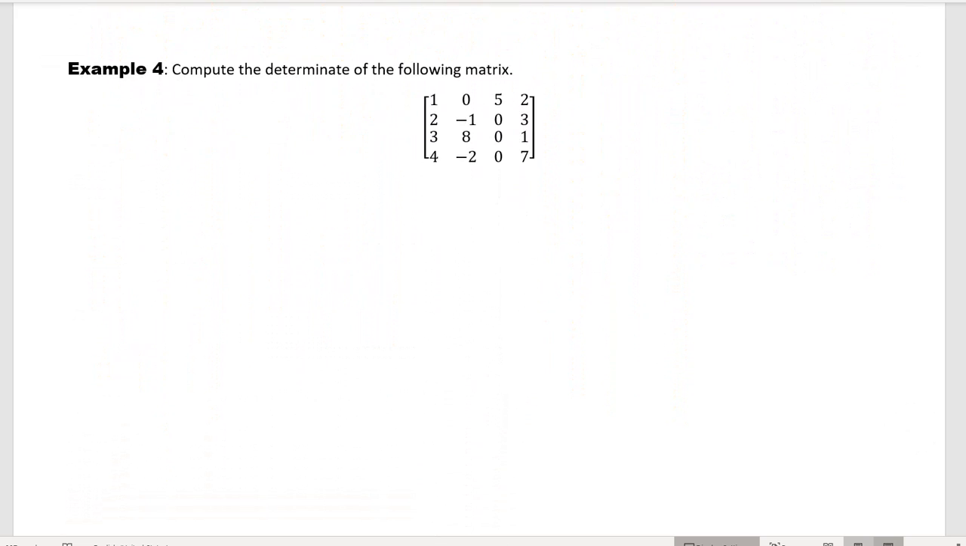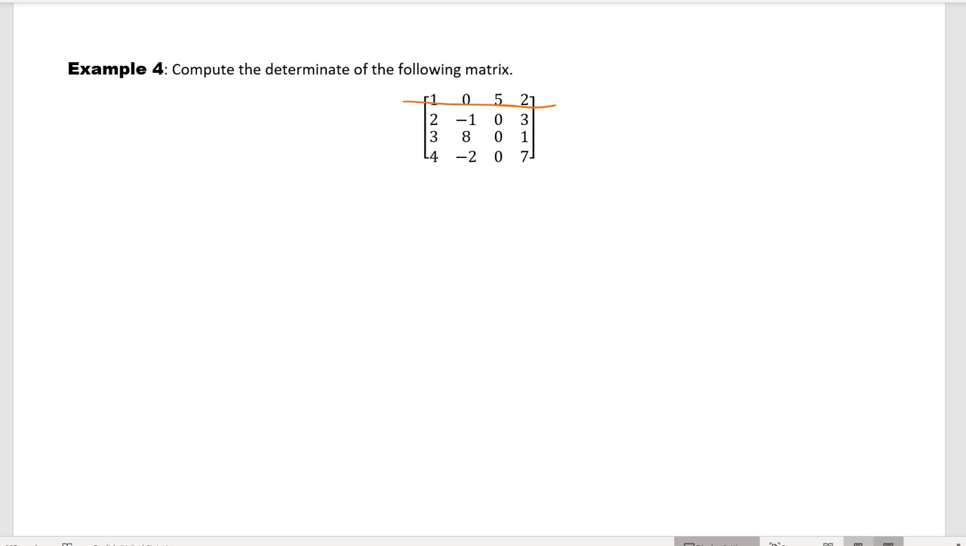All right. So let's look at example 4. Compute the determinant of this 4 by 4 matrix. For a 4 by 4 matrix, similarly, we want to pick a row or a column to do the cofactor expansion, and we would like to pick a row or column that contains lots of zeros. So look at this matrix. Which row or column has lots of zeros?